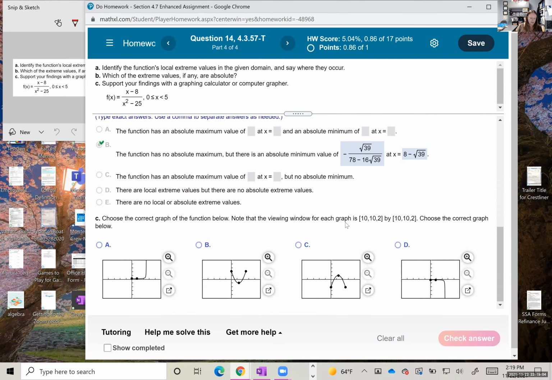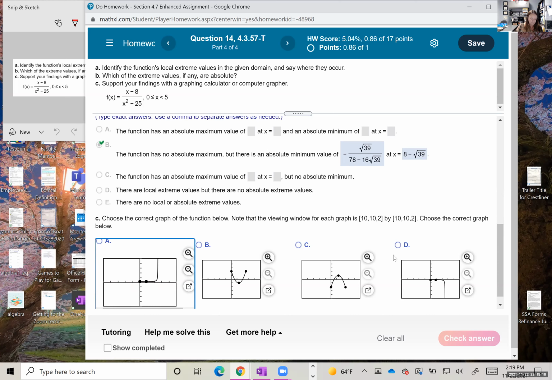Oops, I guess we're not done. We needed to choose the graph. Well, we knew what x was. It was 8 over 25. Let's blow up this a little bit. This was an absolute min. So it's either going to be A or B. B doesn't look right though. Nope. To me, maybe it's B then.